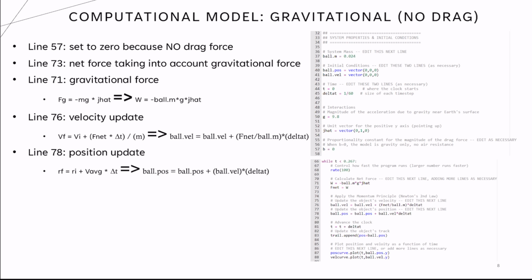To develop the computational models, we can see the code here. So to develop the first model, which was just taking into account gravitational force but no drag, we set line 57 to 0 because we were assuming no drag force. And then in line 73, we can see we were taking into account gravitational force. And then in line 71, we have the gravitational force formula. 76 is the velocity update formula, and then 78 is the position update formula. And you can see here how the formula is translated to code.